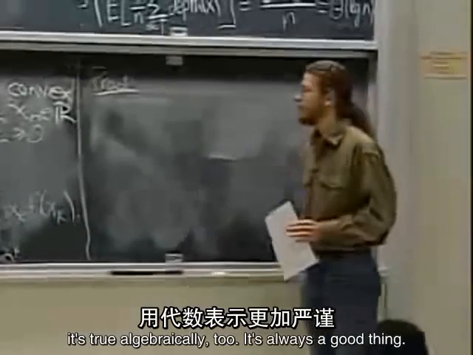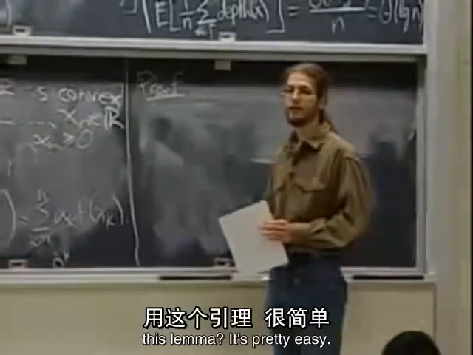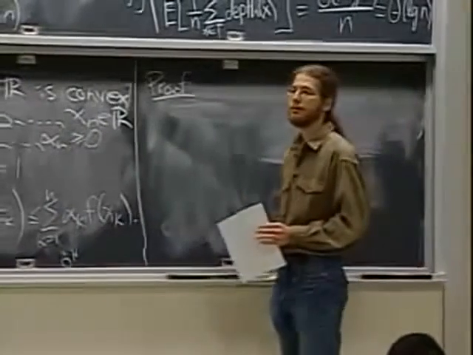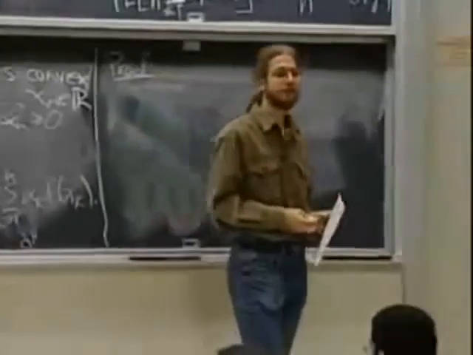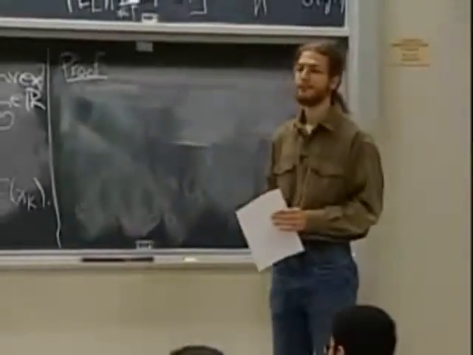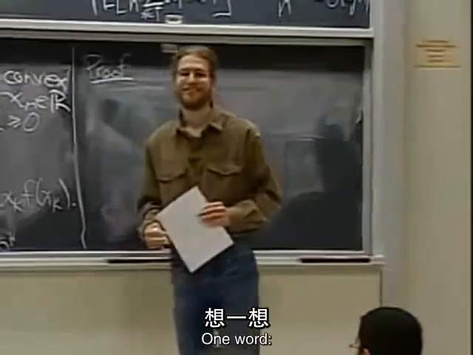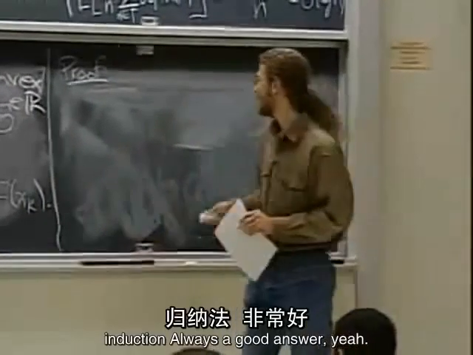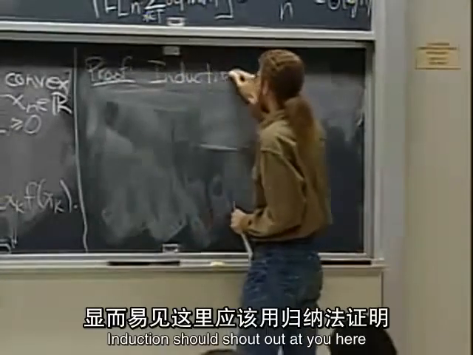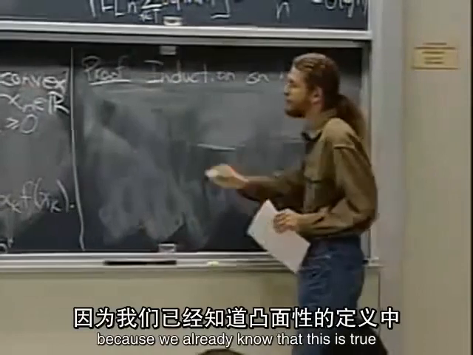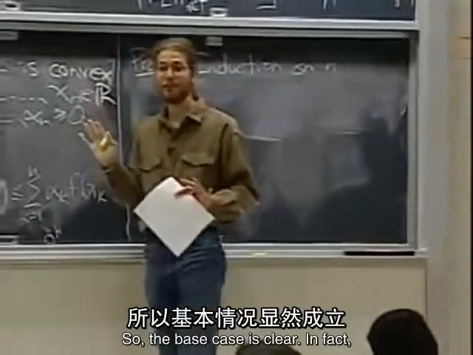Always a good thing. Any suggestions on how we might prove this theorem, this lemma? It's pretty easy. So what technique might we use to prove it? One word. Induction, always a good answer. Induction should shout out at you here because we already know that this is true by definition of convexity for n equals 2. So the base case is clear.